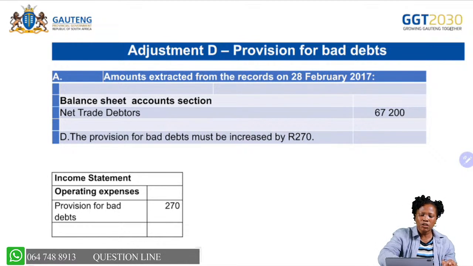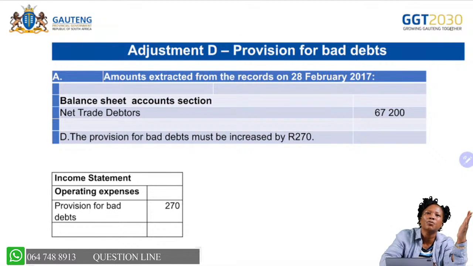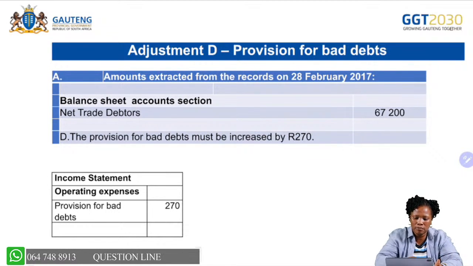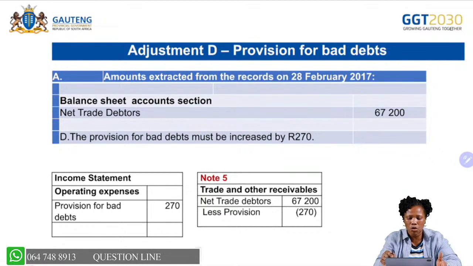Then it will affect your operating expenses. When your bad debts increase, they are affecting your profits. But if they had said it was to be reduced or decreased, that will go to our operating income. And then this will be recorded also in note number 5. Remember, we don't disclose it. It must appear as follows.